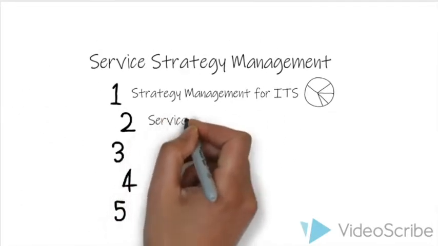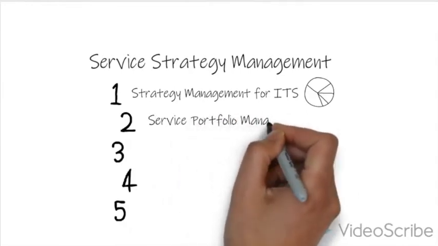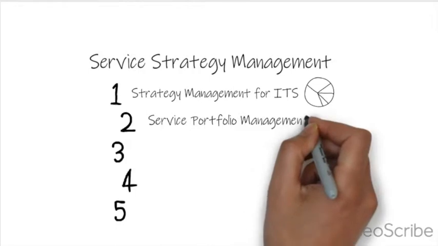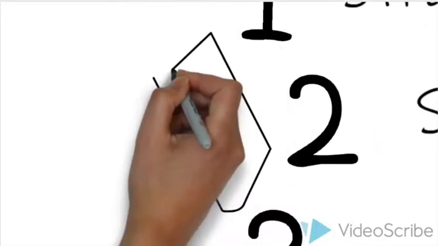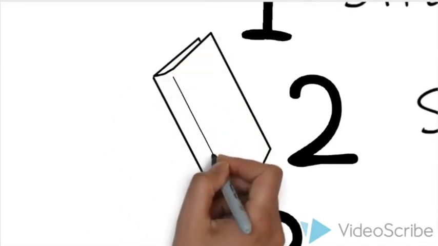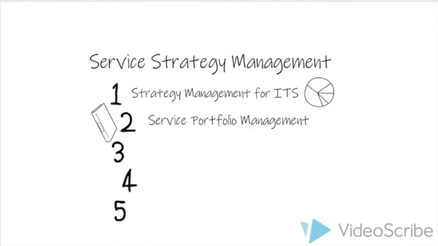Number 2, service portfolio management. Think of Ernie's class. This is what happens here. In this process, any new or existing service is analyzed to see if it adds value to the company or not. This area breaks down the proposed return on investment on new services.